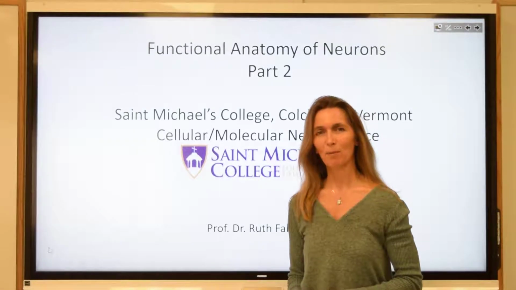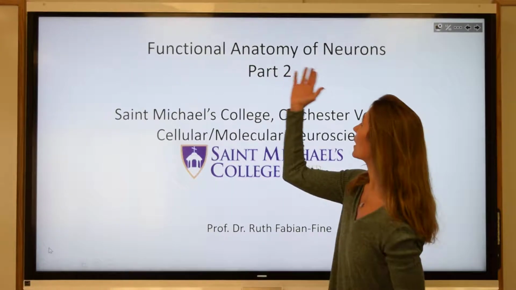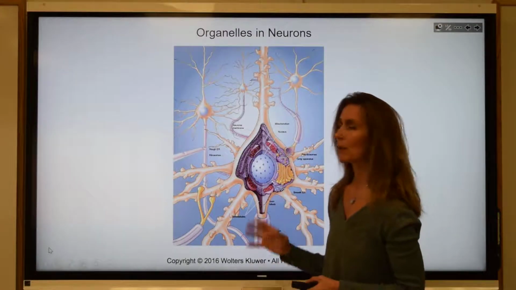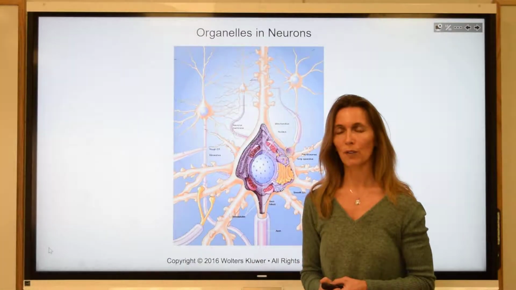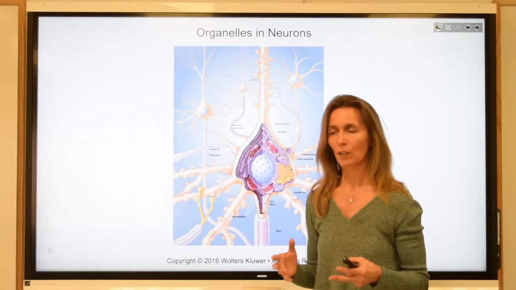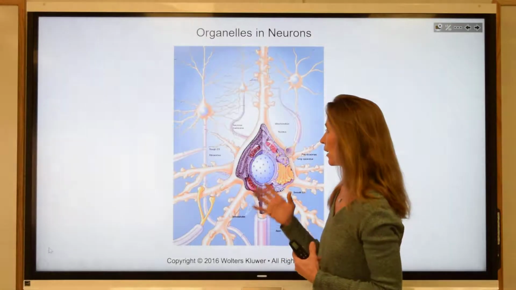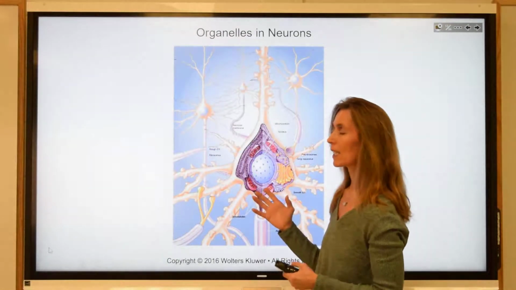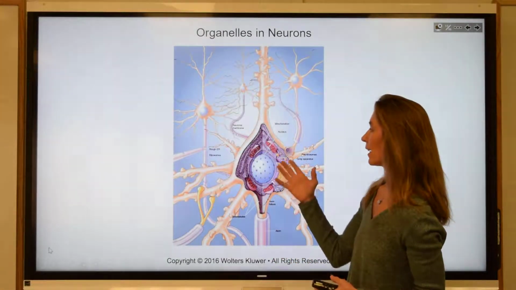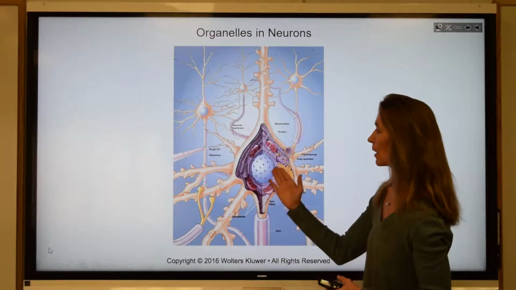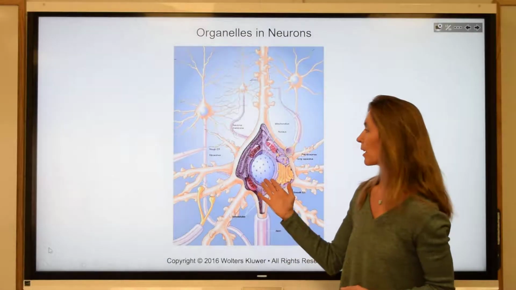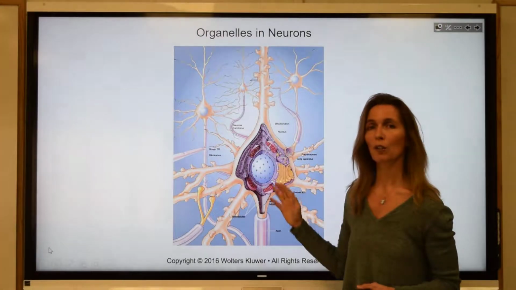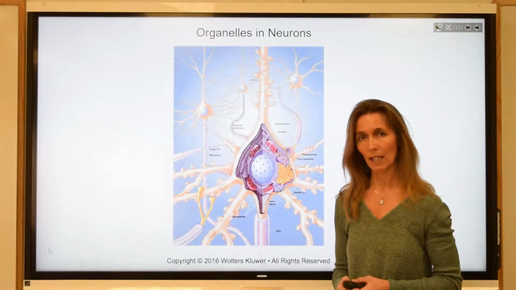So welcome back to the second part of our lecture series on the functional anatomy of neurons. And in this lecture series, we will talk a little bit more about the organelles within neurons. Like any other part of the body, the nervous system is made out of cells. And neurons contain, like all the other cells in the body, organelles. That includes the nucleus, the rough endoplasmic reticulum, the Golgi apparatus, mitochondria, lysosomes, and the cytoskeleton of the cell.